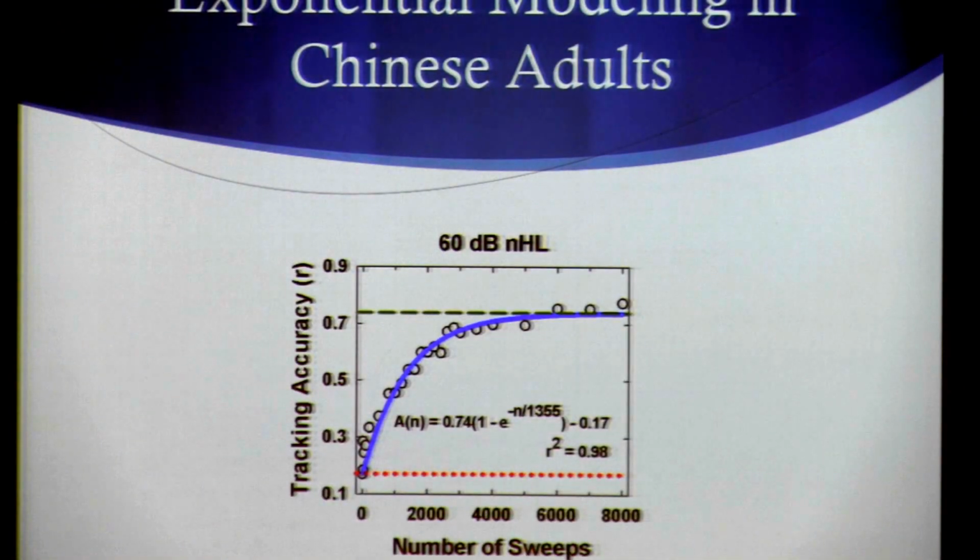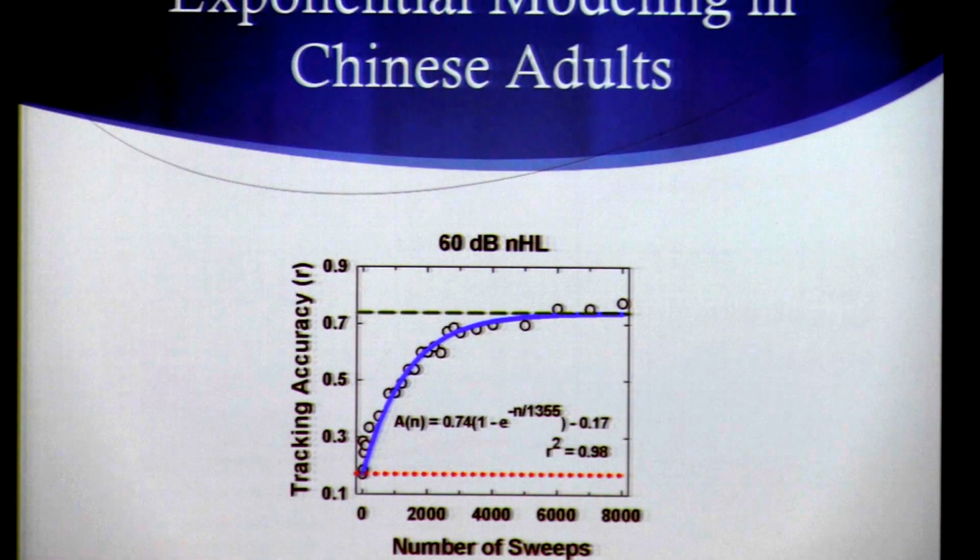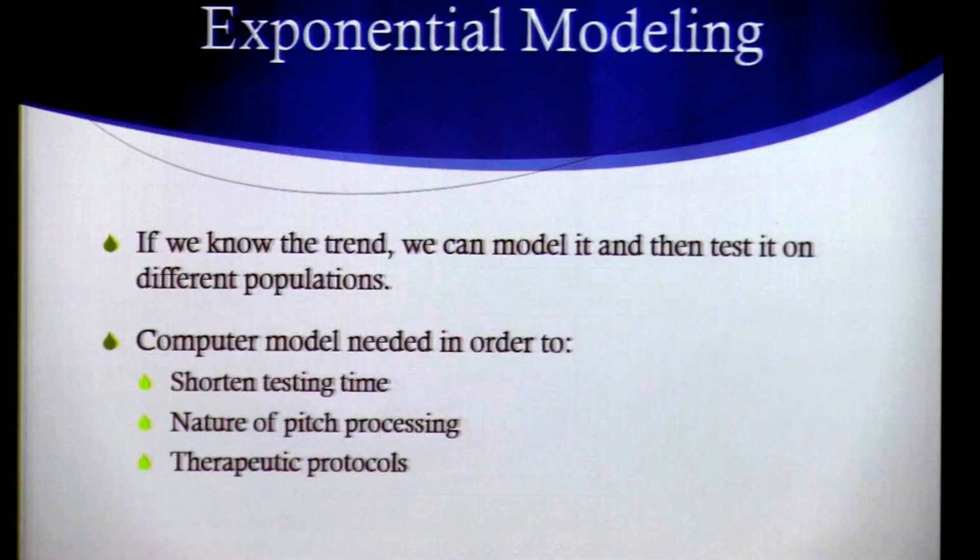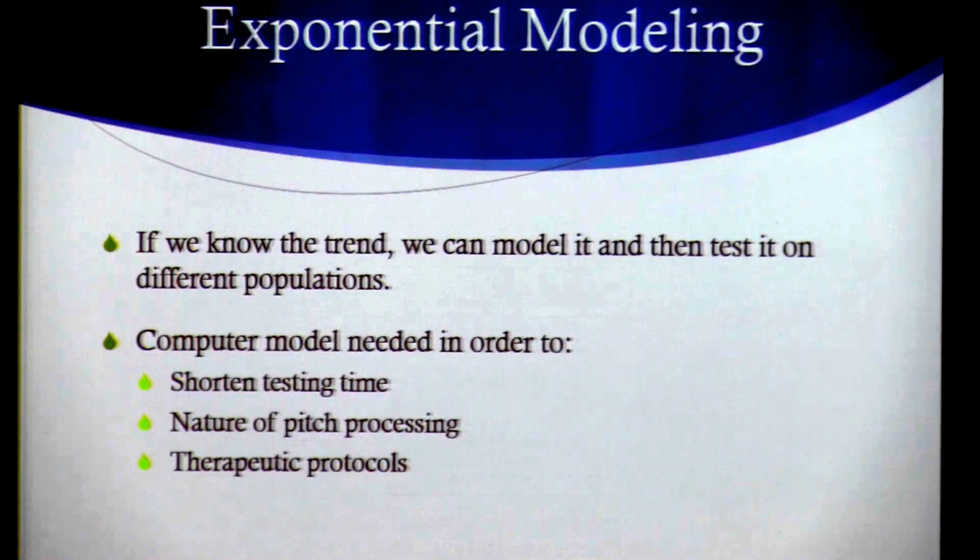Well, in 2011, Zhang and colleagues quantified the FFR response of Chinese adults and then derived an exponential model from their data. This graph is showing a 60 dB NHL stimulus, and as we increase the number of sweeps on the x-axis, the tracking accuracy is improving and then leveling off, and an exponential equation is derived, which you can see here inside the graph. So if we know the trend, we can model it.